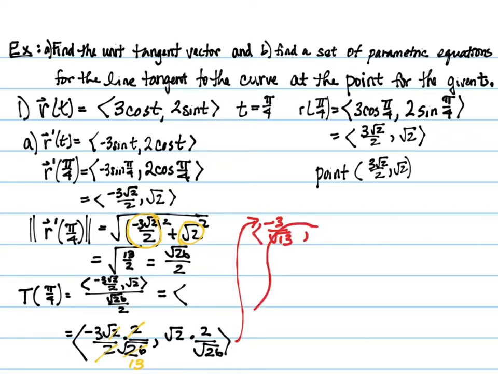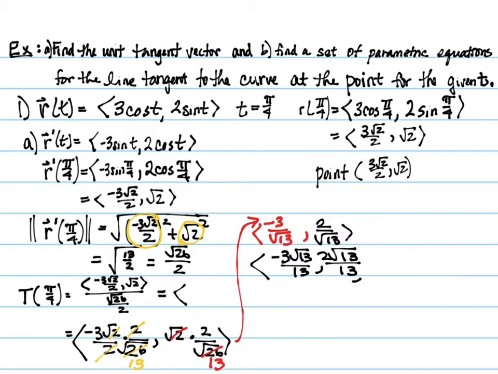And on the other one, I have another square root 13, don't I? 2 over square root 13. So negative 3 square root 13 over 13, and square root 2... I mean, 2 square root 13 over 13. Okay? Okay, good. That's what I have in my notes too.